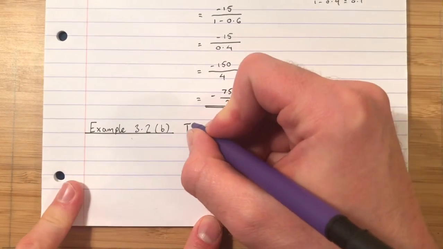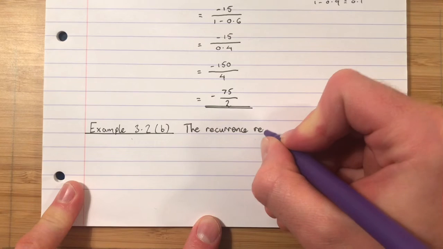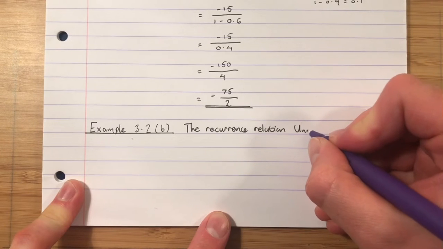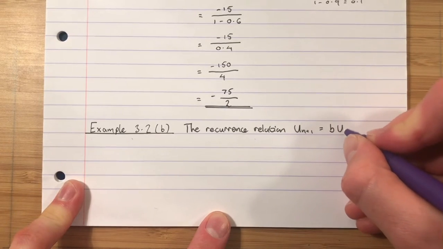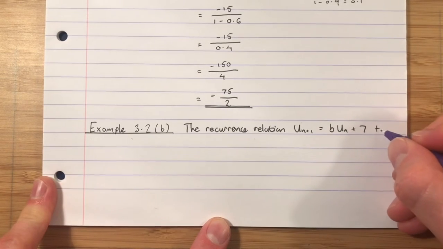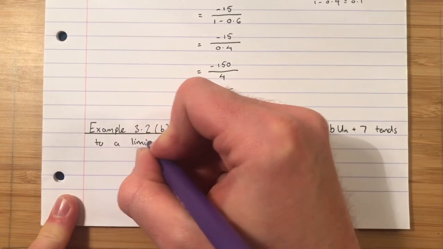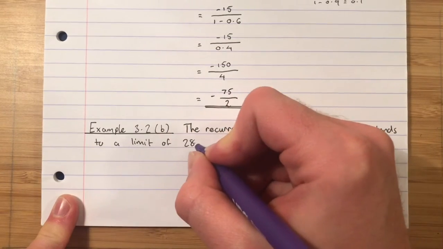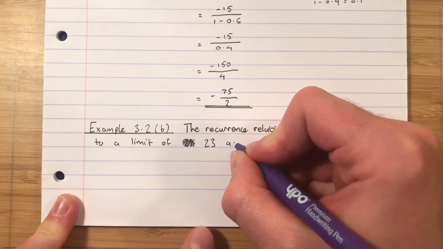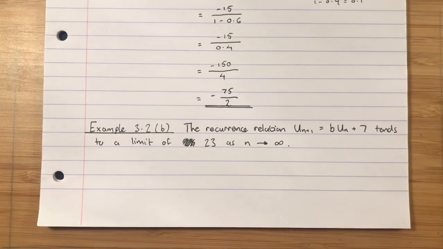So I'm going to say the recurrence relation u n plus 1 equals b u n plus 7 tends to a limit of 23. Oh, that doesn't say 23, that says 28, so we'll just get rid of that. Tends to a limit of 23 as n tends to infinity. I wrote 28 because I was thinking about my infinity symbol.